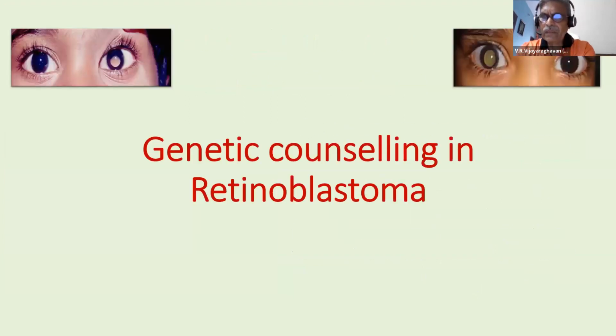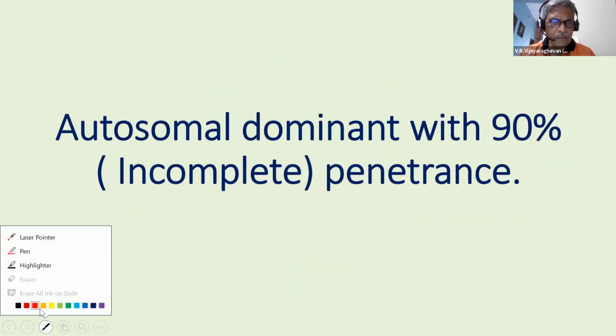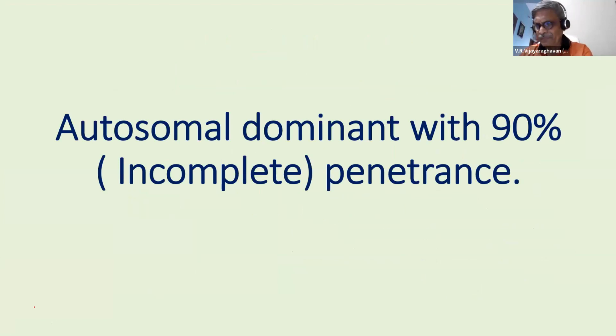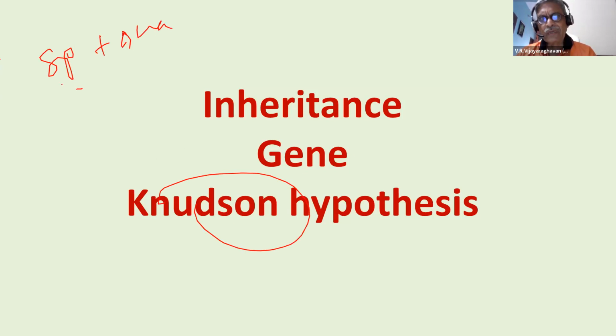Now, genetic counseling. Please remember, we have Knudson's hypothesis. What is that? I'll tell you one important point. Imagine we have a sperm and an ovum. By chance, the sperm or ovum gets mutated before fertilization.